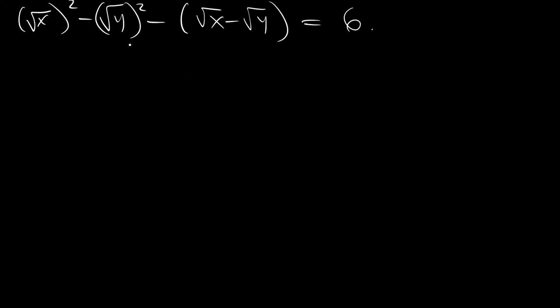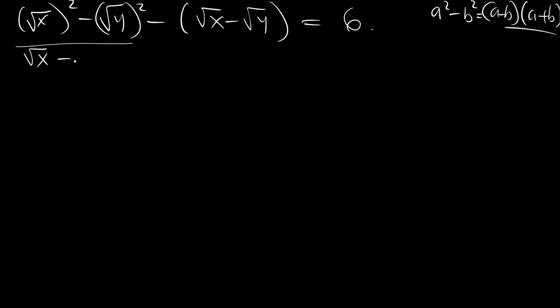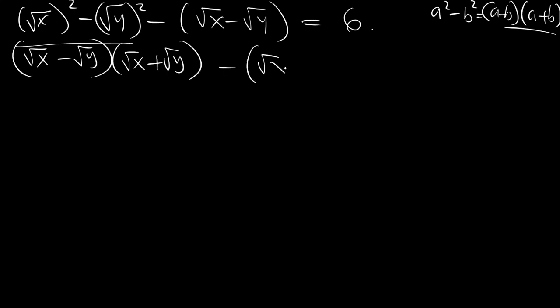Now this expression is the same thing as a squared minus b squared equals a minus b times a plus b. So the square root of x is a, while the square root of y is b. So you now have the square root of x minus the square root of y, times the square root of x plus the square root of y, minus the bracket, the square root of x minus the square root of y, equal to 6.